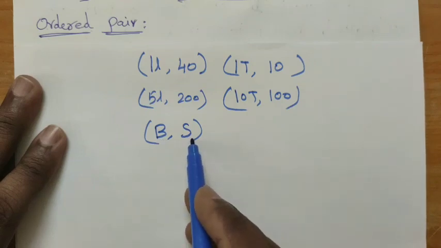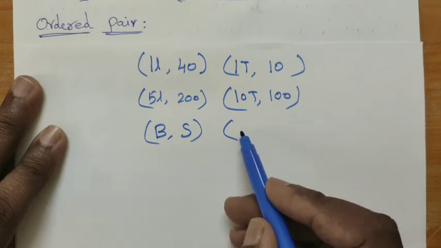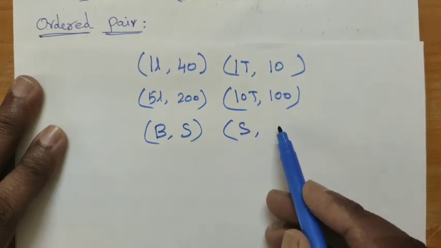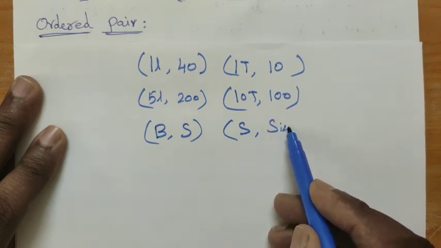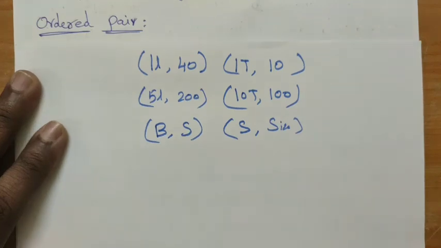Black shoe and then size. When you go to the tailor shop or you are going to buy a shirt, what will they ask? What is the size of the shirt? Shirt and size. These are ordered pairs.